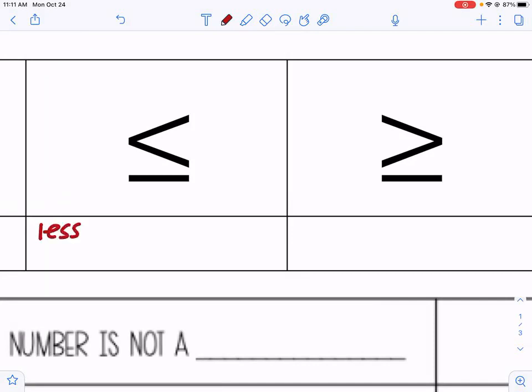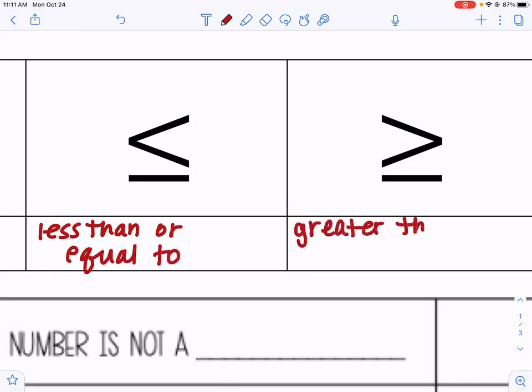So yes, we're going to say that this is less than or equal to. This one is greater than or equal to. What I like to think of is this is like half of an equal sign with the inequality sign. So if we have x is less than or equal to 5, my numbers are less than 5, but it also could be 5 as well. It means that number is included in your solution set.